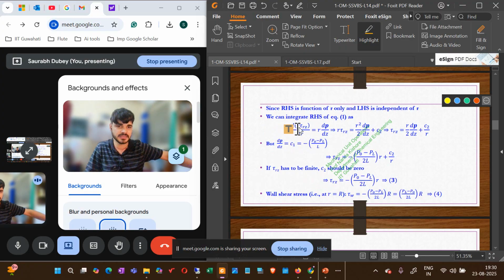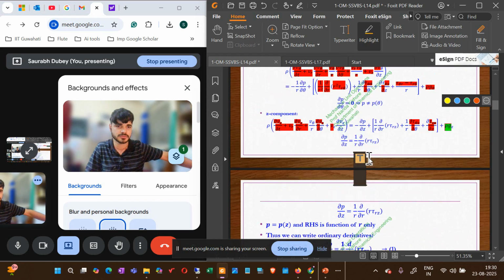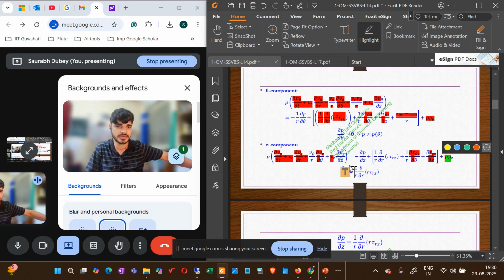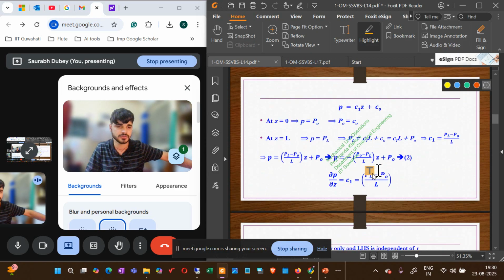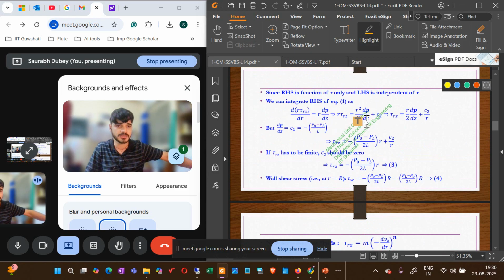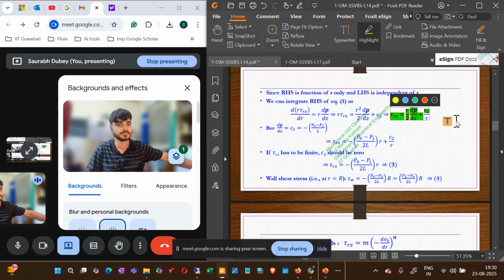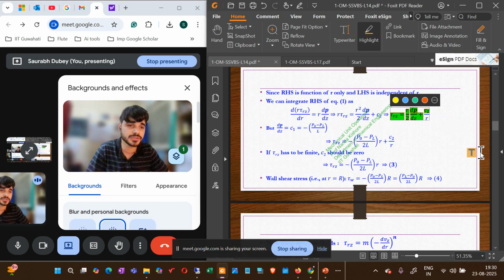Del P, d r tau r z dz equals r dp. So this r you just add here. This equation, the z component of motion, you are talking about. And when you solve from here, tau r z is coming to be this, and if you wisely look at this particular expression, you will come to know something very interesting. So at r equals 0, this tau rz is becoming infinite, right? Because C2 by r becomes infinite, as r is 0.